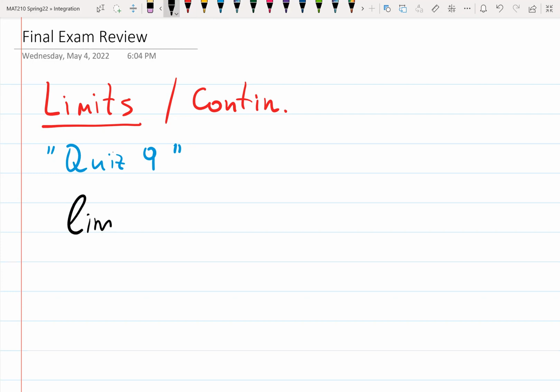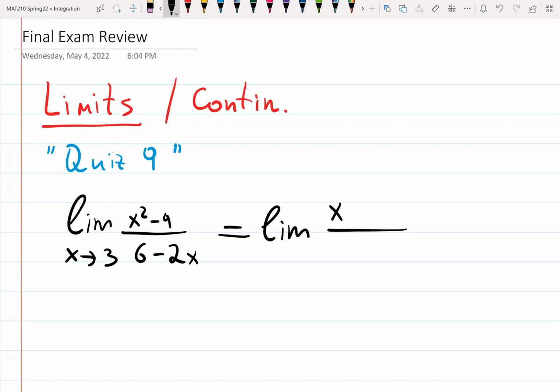For example, limits, like the one from quiz 9, and I will just give you one more example, like this one: 3x squared minus 27 over 6 minus 2x. So it is a 0 over 0 case. You need to know the standard formulas. It factors as 3 times x minus 3 times x plus 3, all over 2 times 3 minus x.